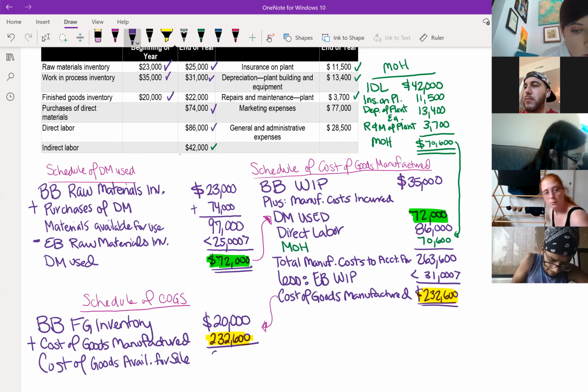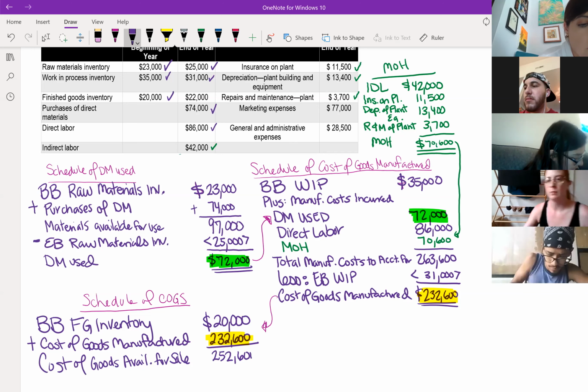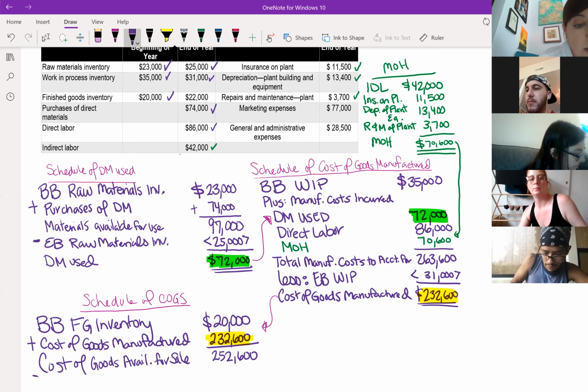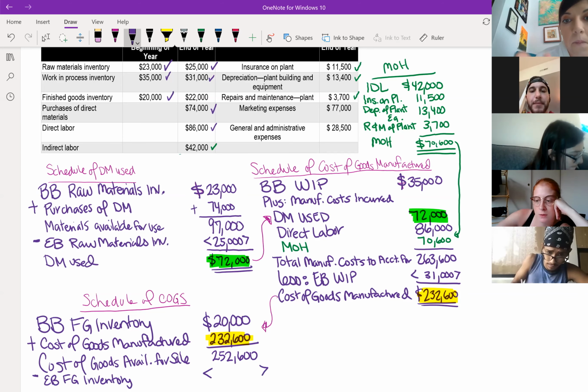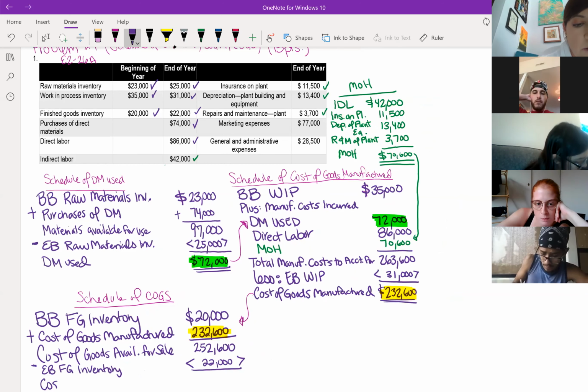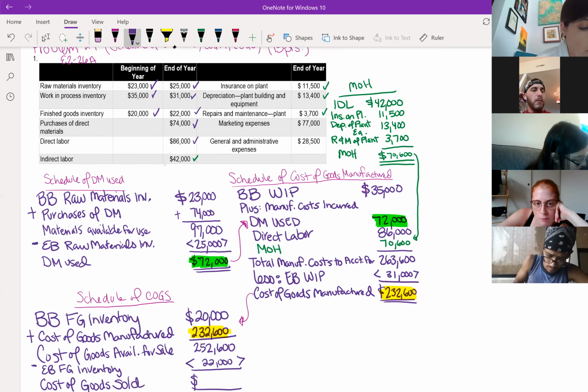The last step is that we need to subtract out the ending balance of finished goods inventory, right? We didn't sell these goods. They're still an asset. $22,000 is still sitting as finished goods inventory. To back into cost of goods sold. And I will not rely upon my knowledge right now. 230,600.